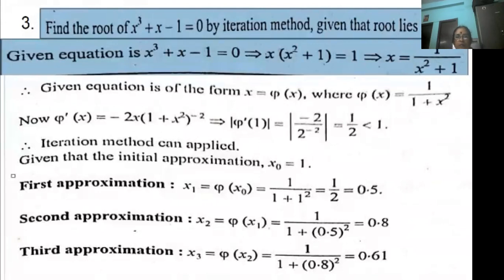So now, when we put 1 in phi dash of 1, the value of the function at 1 is given by minus 2 by 2 square. It is a print mistake, 2 square it should be. That becomes equal to 1 by 2.